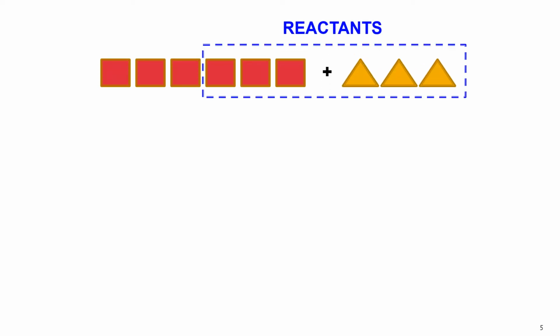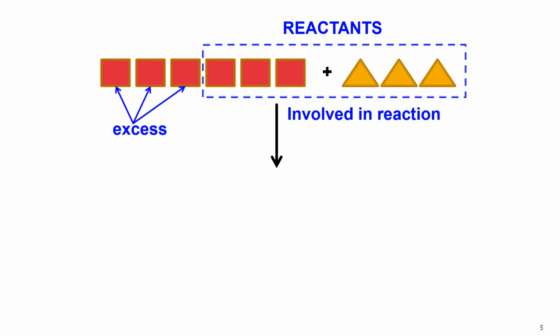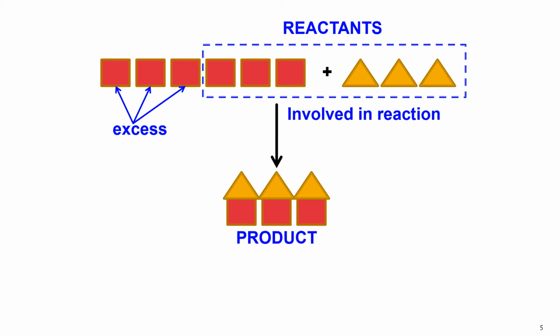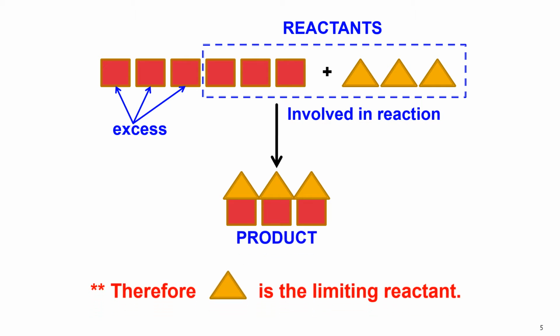Let's say we need to build a few houses. How many complete houses can be made? From this picture, we can see that the rooftop has a fewer number than the house body. Thus, the number of rooftops will determine the number of houses that can be made. In this case, the rooftop is called the limiting reactant.